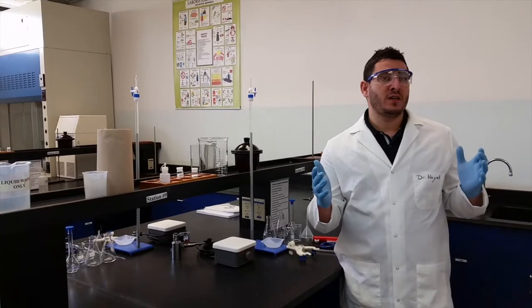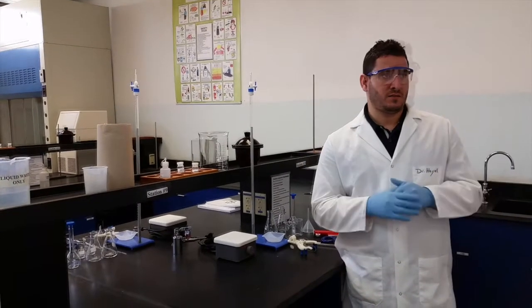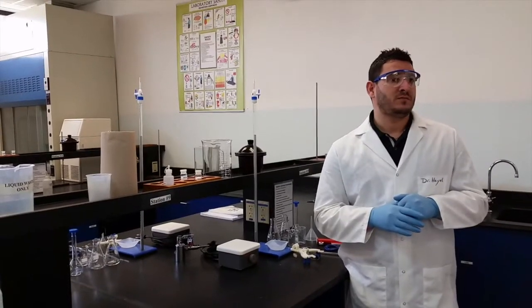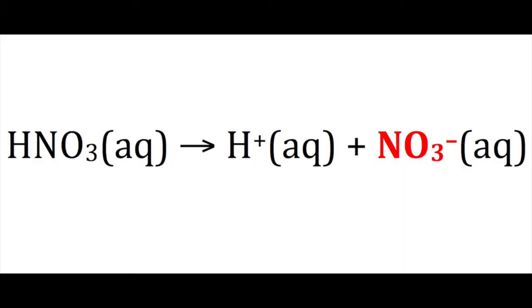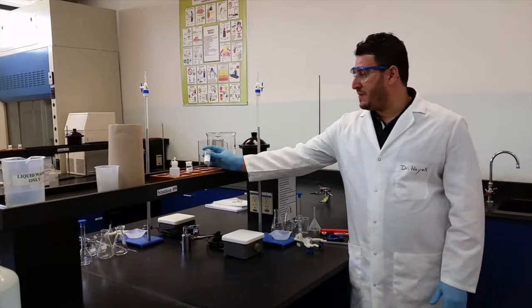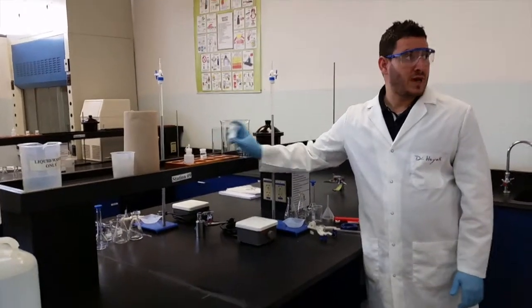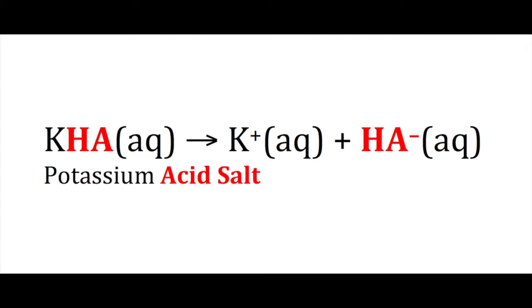What's the conjugate base of nitric acid? Nitrate, the NO3 minus, right? This would be the conjugate base of nitric acid. Now here you have a potassium acid salt. So you know that it's potassium as the cation, but you don't know the anion.